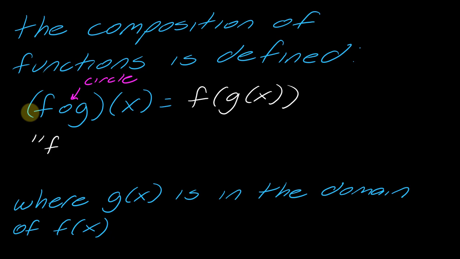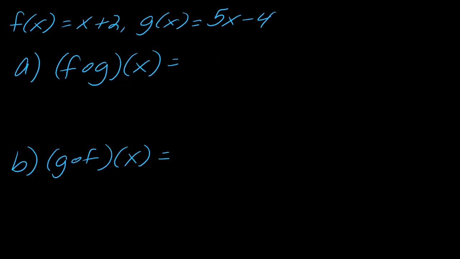The way that you would say this is f of g of x, and then g of x has to also be in the domain of f of x. So this is a little circle, and it's giving you a very specific set of directions. Why don't we just jump into the example? Okay, so I have the same f and g from the example I was doing before, just so I can kind of show this to you.